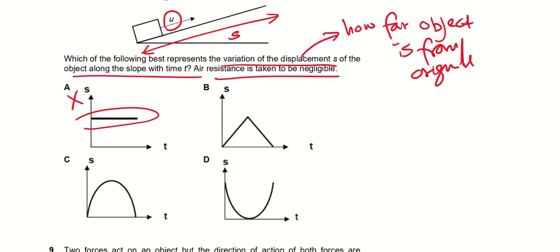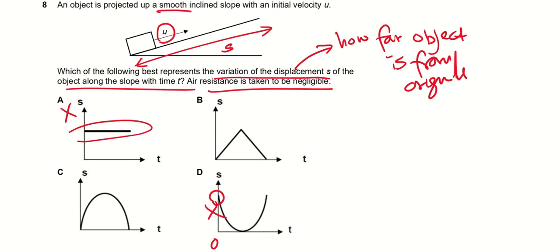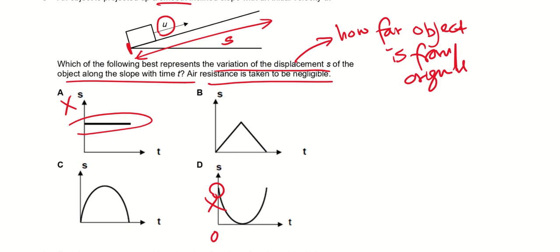All right, and D is out because at time equals 0, the displacement should be 0, right? Because this is the original position, so the displacement should be 0. So it should either be B or C, right? These 2 points are correct. But why is there a variation?